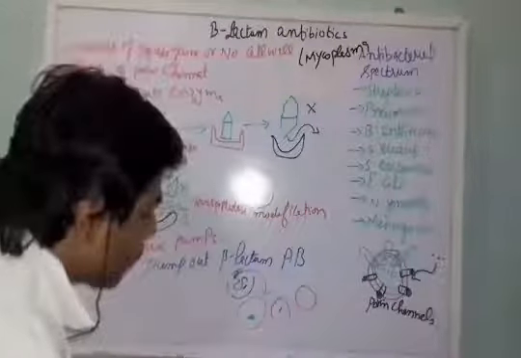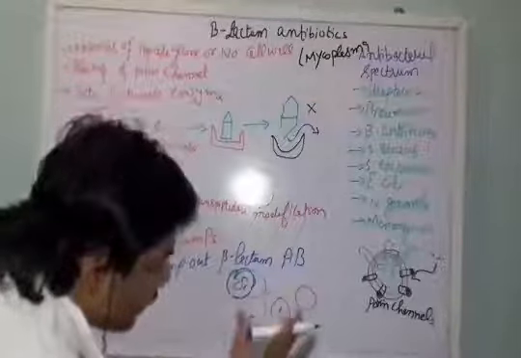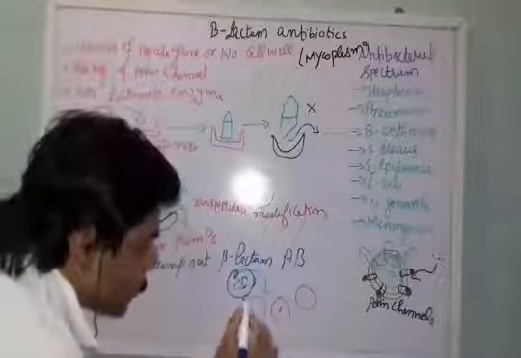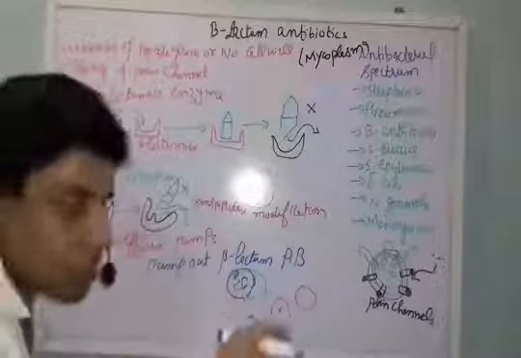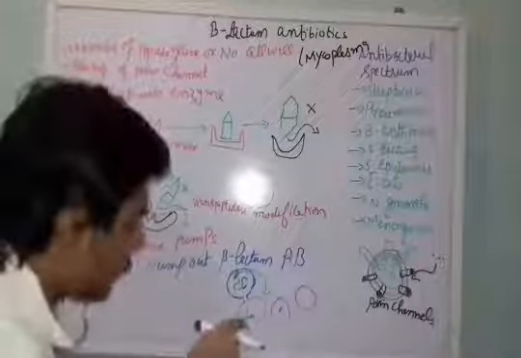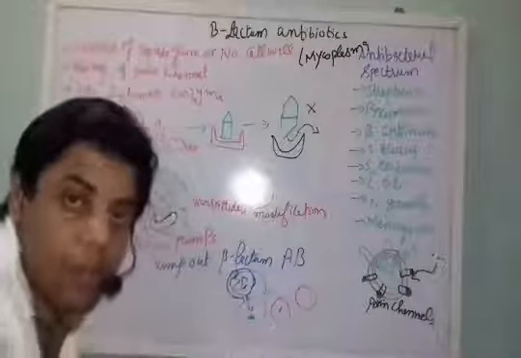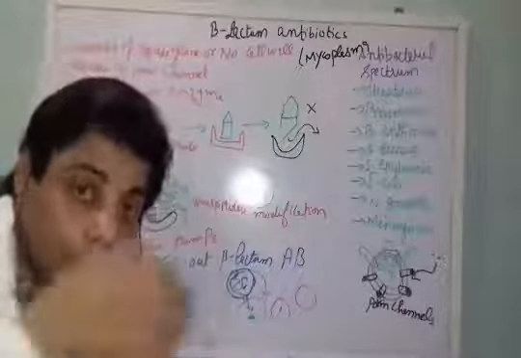They will also gain the resistance if this bacteria does not die. Let me draw this bacteria again. If this bacteria does not die, then these bacteria will come closer to this bacteria, and after that a conjugation process will occur. A conjugation tube will form between the bacteria, due to which they will carry their resistance genes to that bacteria, and then this bacteria will also be resistant. This is another way. Fine.